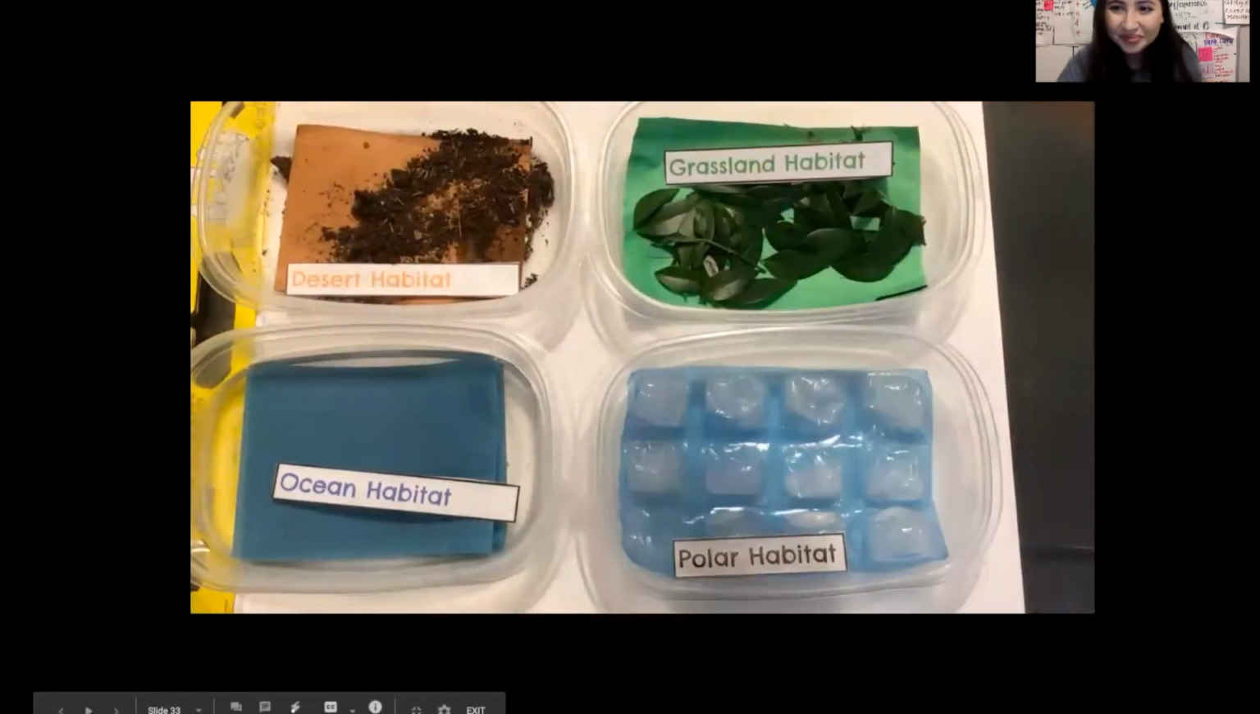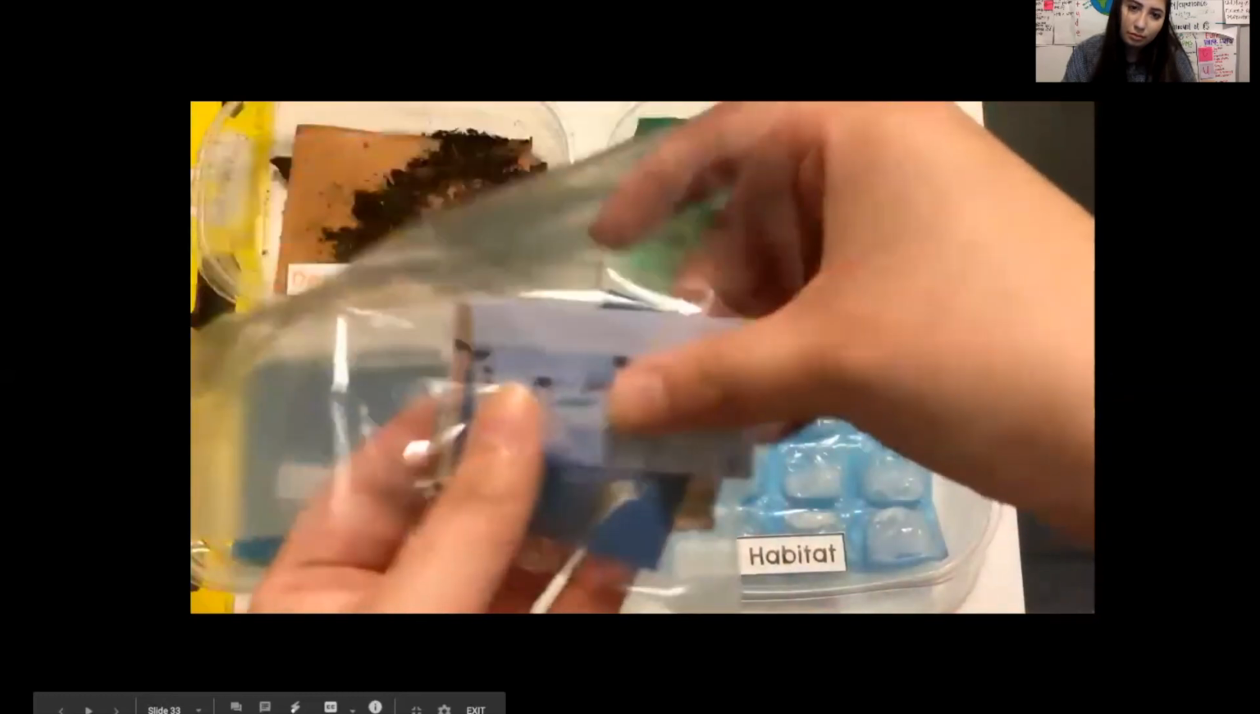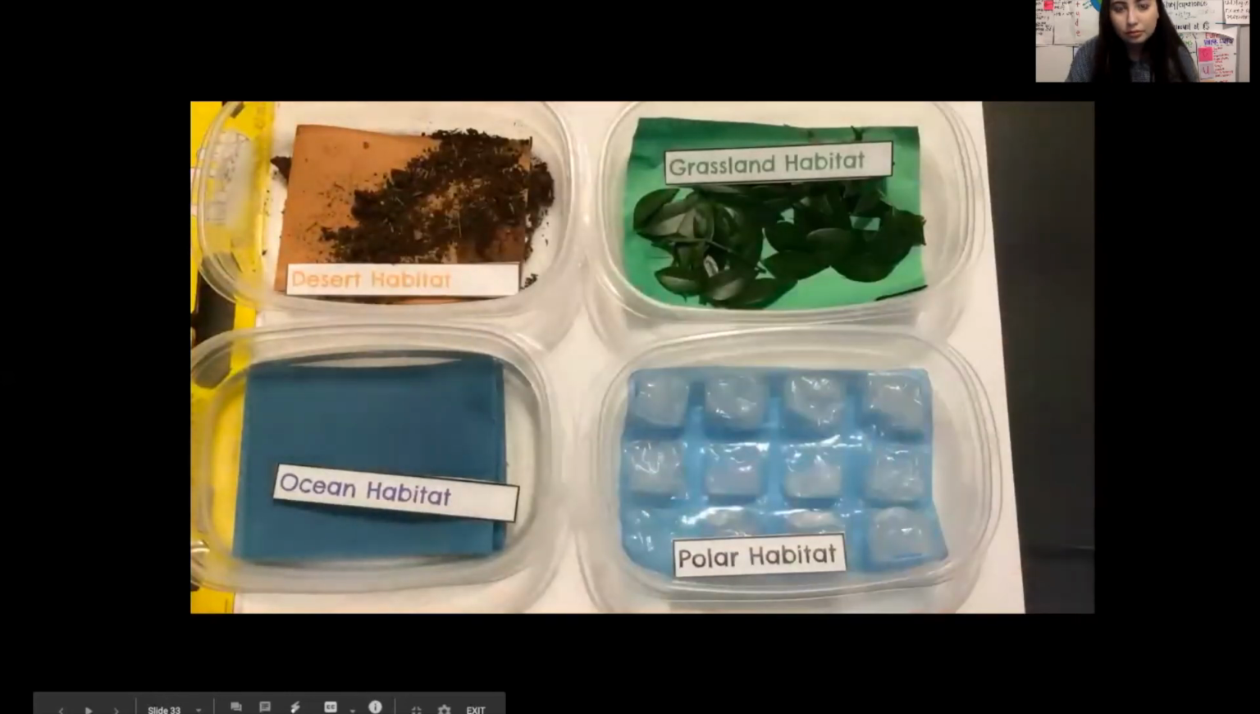So once you have all 4 of your habitats ready to go, now it's the fun part. You get to choose or you get to practice how to put animals in the right habitat. You're going to categorize. That means put in place different animals in each habitat. So what you can see here is I printed out some pictures of animals that might live in the habitat. But what you can do is you can draw pictures, or if you have toy animals, you can put them in that habitat as well.